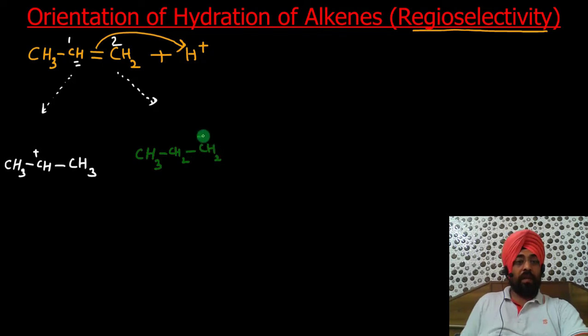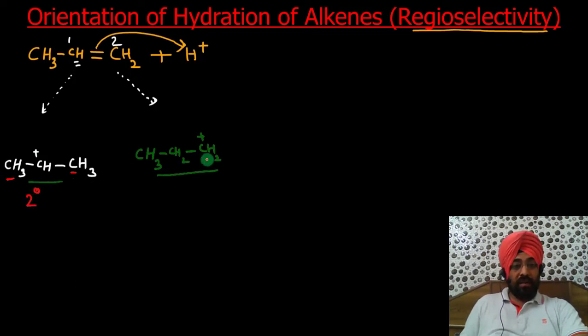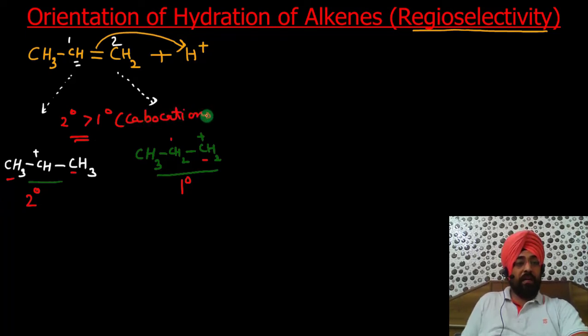CH2 positive. Now whether this carbocation will be formed or this carbocation will be formed, it depends upon the stability of the carbocation. Now this carbocation is, you can see this carbon carrying positive charge is further attached to two carbons, so it is a secondary carbocation. This carbocation, it carries a positive charge and it is attached to only one carbon, so it is a primary carbocation. Now we all know that secondary carbocations, they are more stable than primary carbocations. So it can be explained with the help of hyperconjugation.